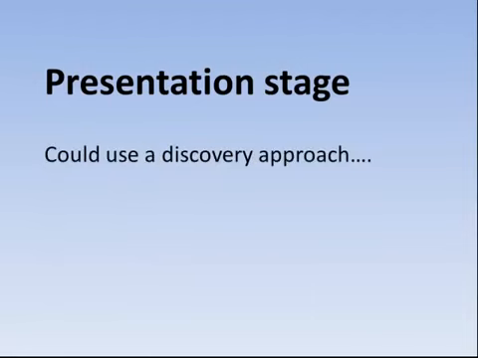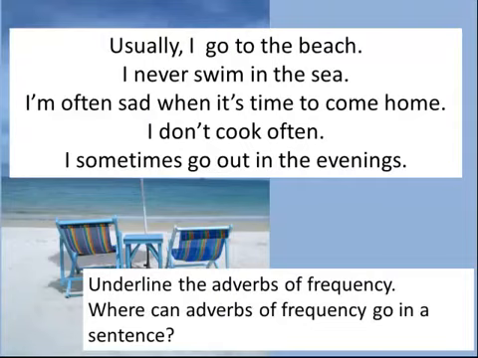This of course could use a discovery approach. This isn't only for TTT, could be for anything, any of these things, but for example you could give them examples of the language. There we go, correct examples. Get them to underline the adverbs of frequency and tell each other in pairs where they can go in the sentence based on the evidence they can see in the examples. So why don't you stop me for a minute and see if you can do it.